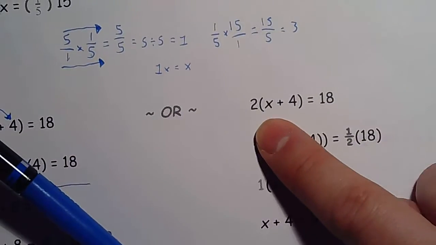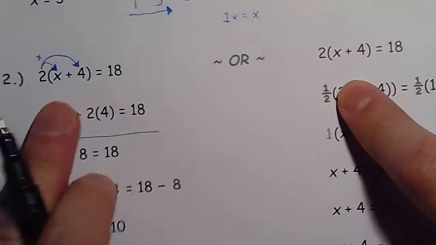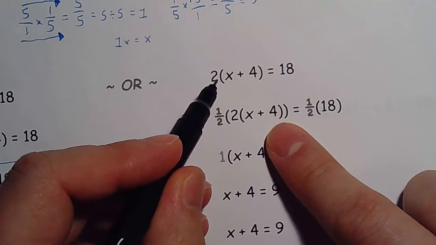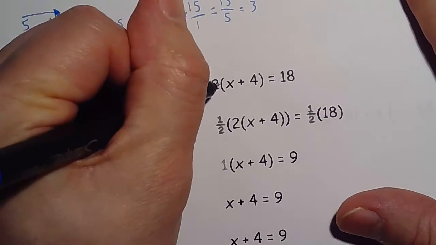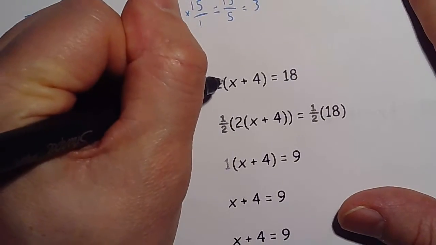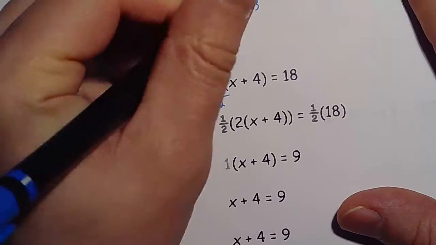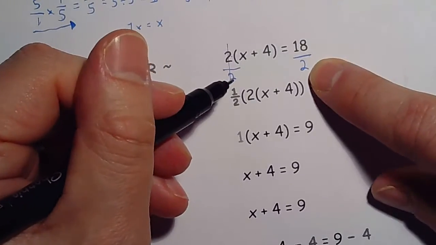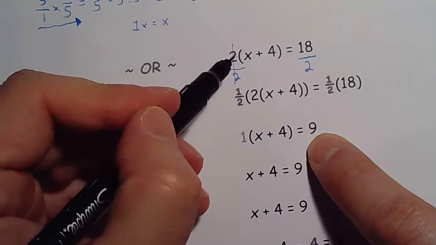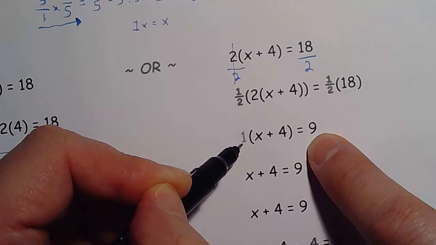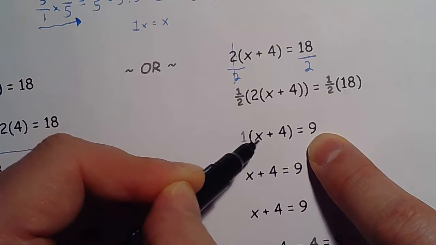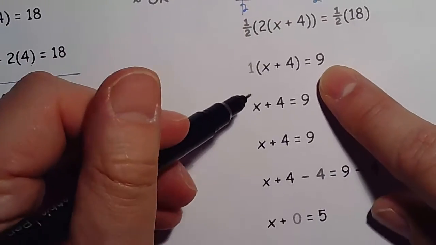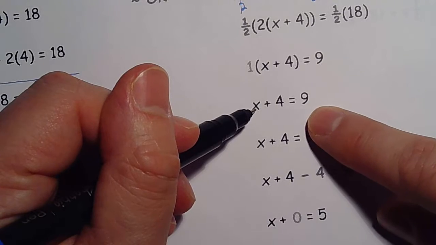We have that 2 on the outside, right? Now I could distribute like I did here, or I can get rid of this 2 right off the bat. So I could just say, hey, this is 2 times all of this stuff, right? Why don't I just divide by 2? This cancels out. Divide by 2. 18 divided by 2 is 9. And 2 divided by 2 is 1. And 1 times anything is just whatever that number is, right? So I'm left with x plus 4 equals 9.